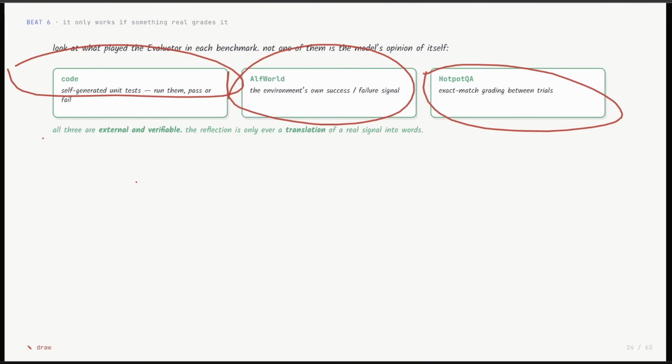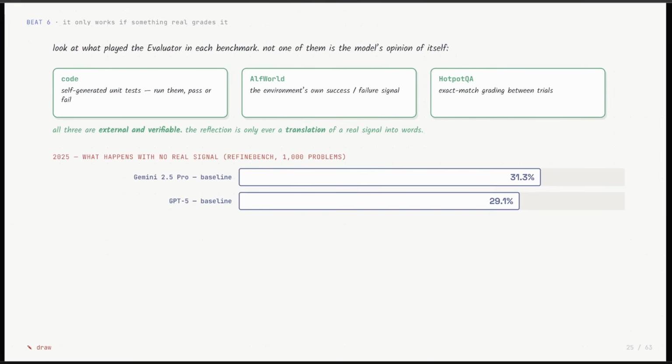This is the point that I keep on hammering over and over again in this series. All three are external and verifiable. All these three are outside signals. The reflection is only ever a translation of a real signal into words. And here is what happens when you remove that.